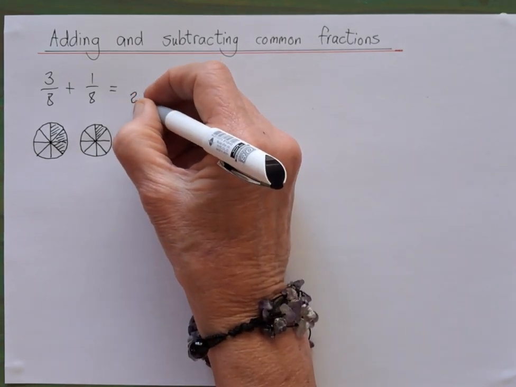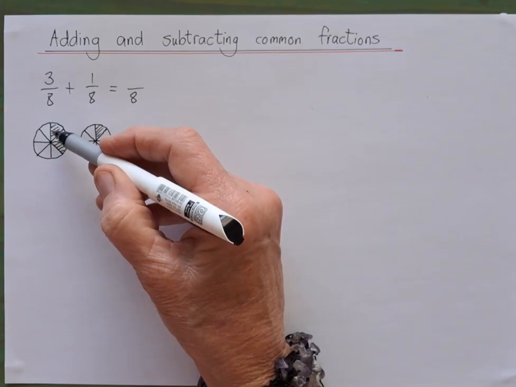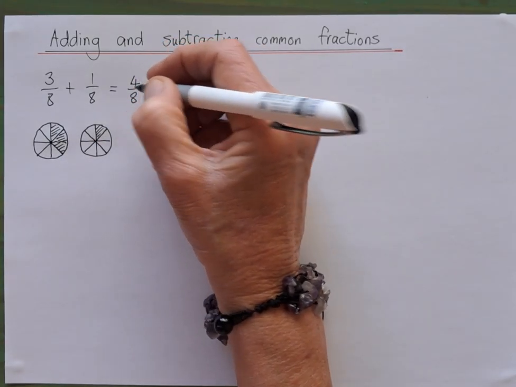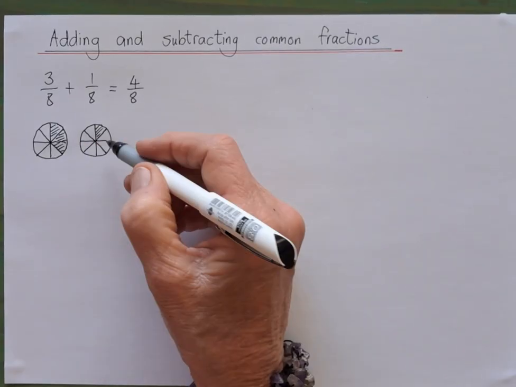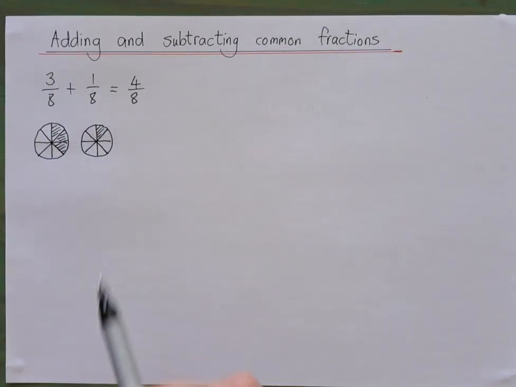So the denominator will remain the same as 8, and we see that we've eaten 1, 2, 3 from here and 1 from there, so that gives us a total of 4. We needn't have drawn the diagrams because we can see that 3 plus 1 is 4.